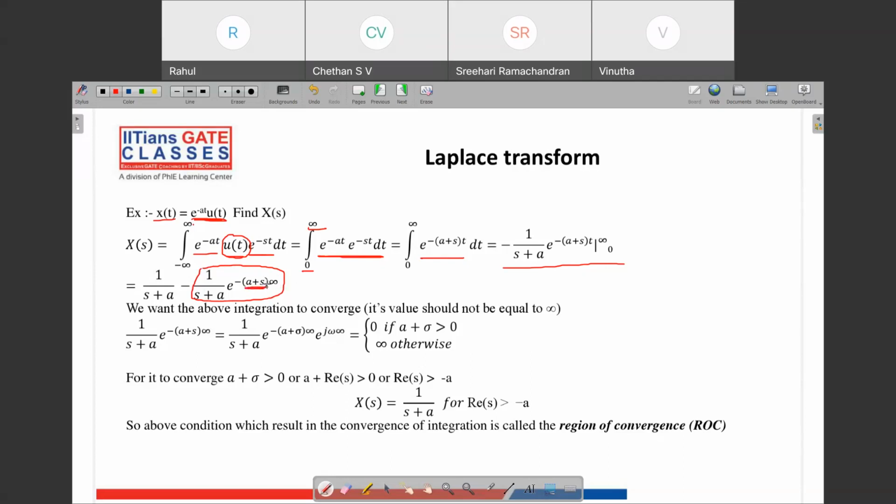Now let me put s equal to sigma plus j omega, where sigma is the real part and omega is the imaginary part. Once you put this, this is how it is going to look.